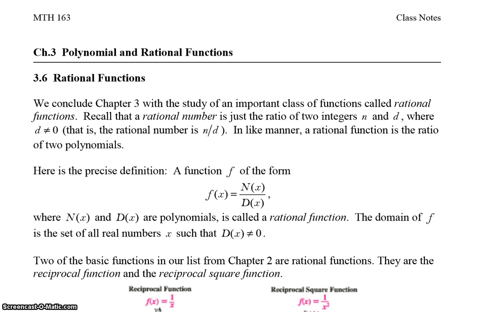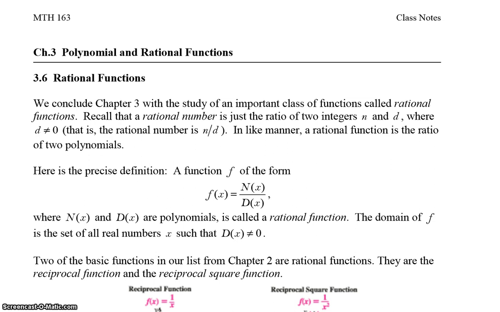and characteristics. Recall that a rational number is just the ratio of two integers, which we'll call n and d for numerator and denominator, where d, that is the denominator, is not equal to 0. In other words, a rational number is a number of the form n over d. So basically a fraction consisting of two integers.